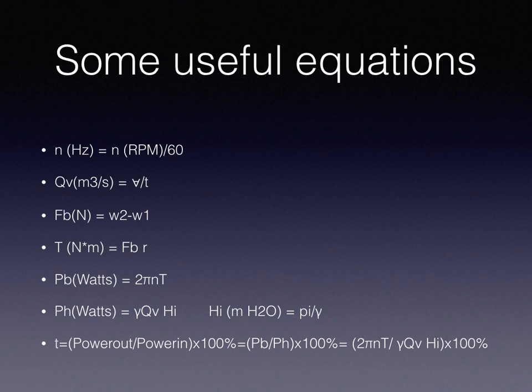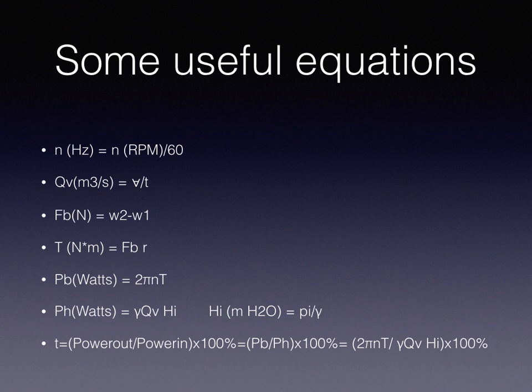Torque is measured by using the brake force calculated above times R, which was given to us, and is 0.03 meters. Brake power is calculated by using the equation shown. It yields T, which is torque, and N is in RPM. This value's units are in watts.